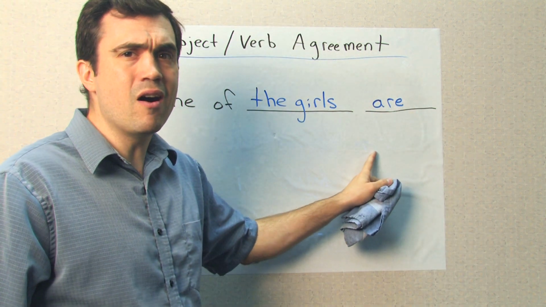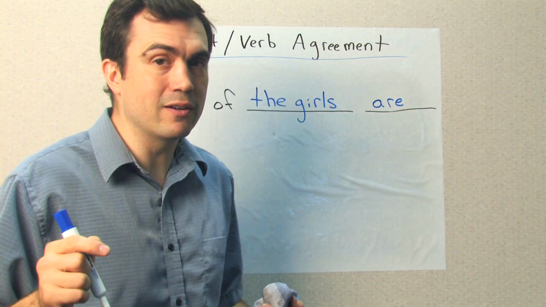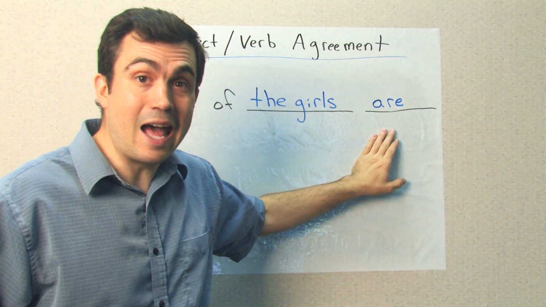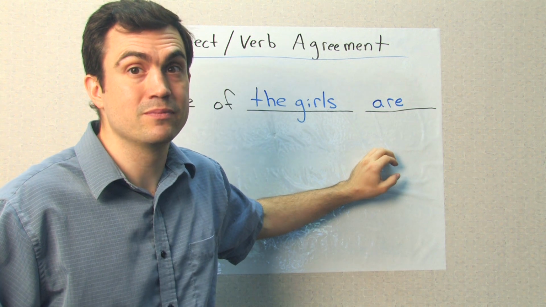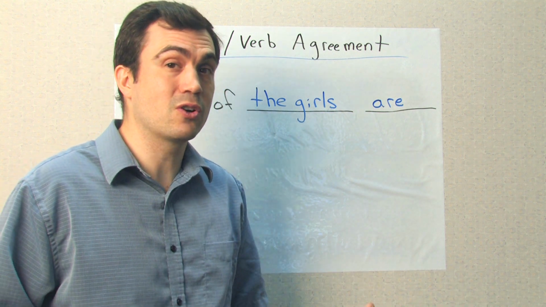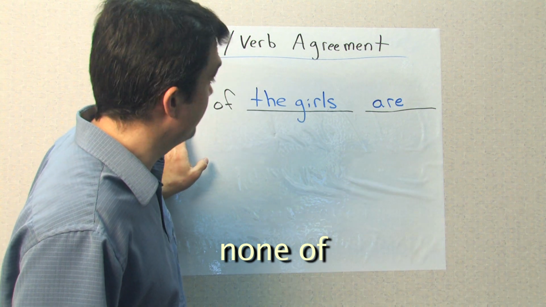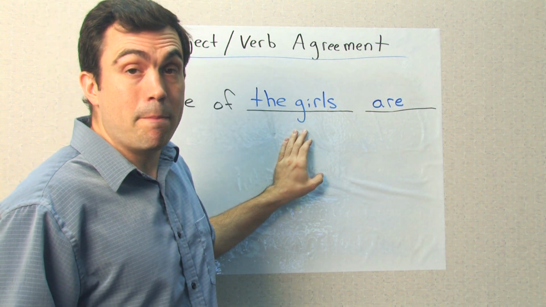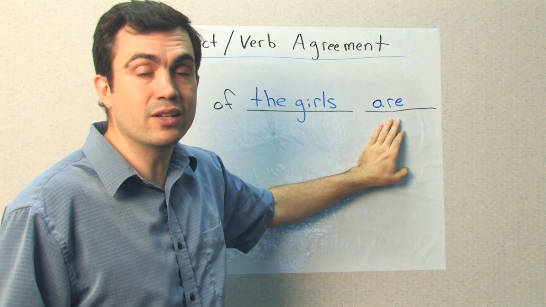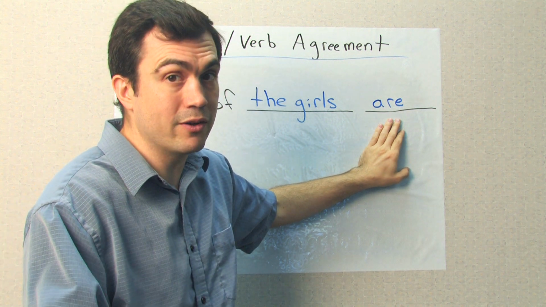None of the girls are. This is what I would use because to me it sounds better and this is more modern. So this is correct too. Actually, both are correct. So it depends on your teacher, which your teacher says is correct or incorrect. Technically, using none of, this is singular or plural, depending on if you want to be more old-fashioned or modern.